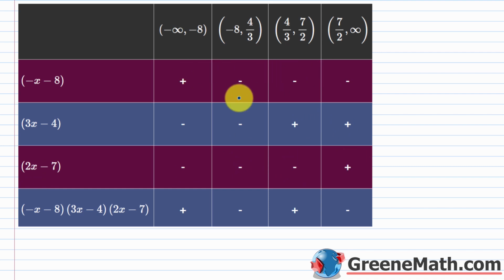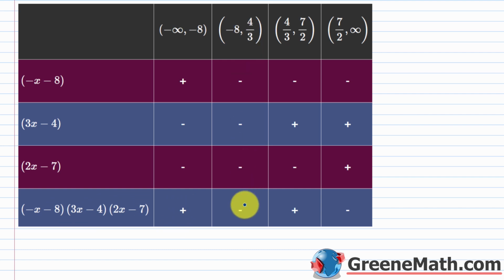So then once you know this, you can put everything together. So the quantity negative x minus 8 times the quantity 3x minus 4 times the quantity 2x minus 7. Well, I would have a positive times a negative times a negative. So an even number of negative factors gives me a positive. We already saw from the graph that when x was less than negative 8, the function that we were graphing was positive. We were above the x-axis.